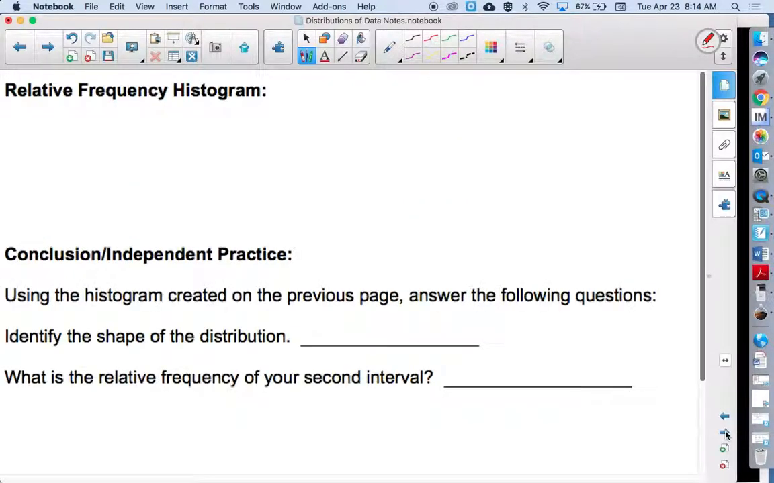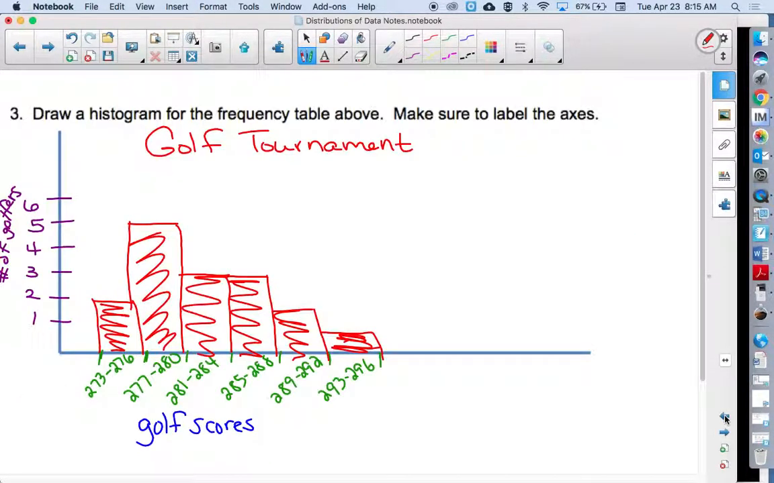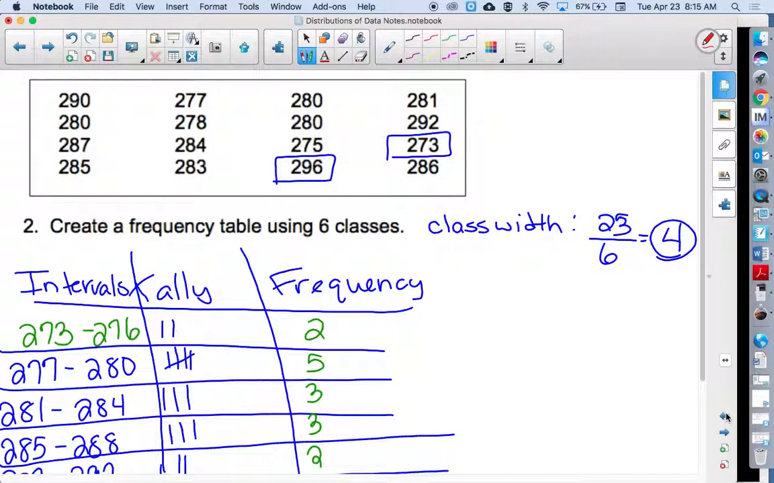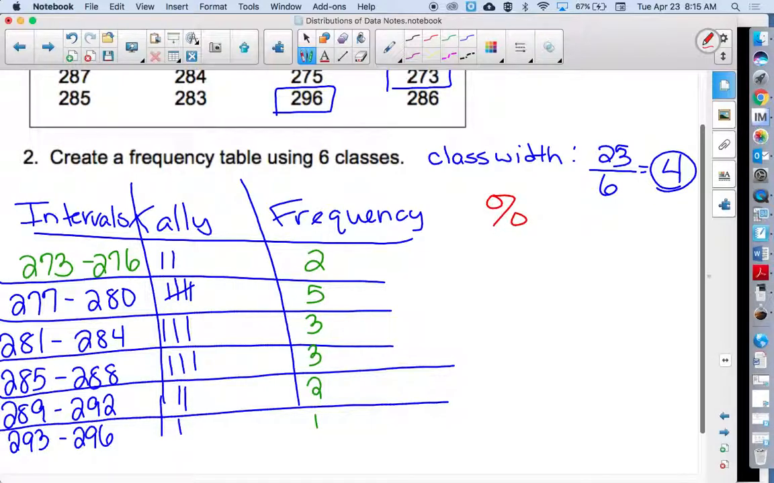So there's one last term underneath, and that's a relative frequency histogram. This uses percentages instead of frequency. So you would calculate the percentage instead of listing the frequency. So I'm just going to take you back. You don't have to flip your page. So if I was doing a relative frequency, we would then calculate the percentage.